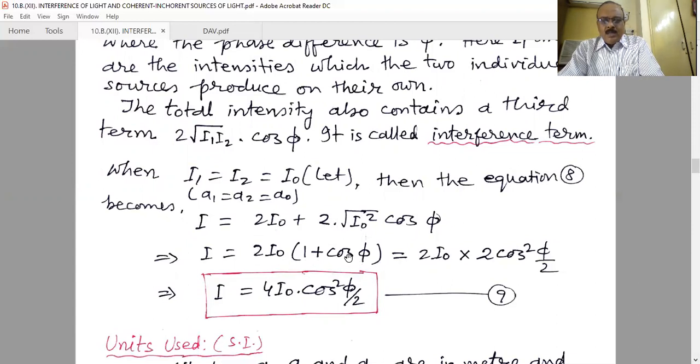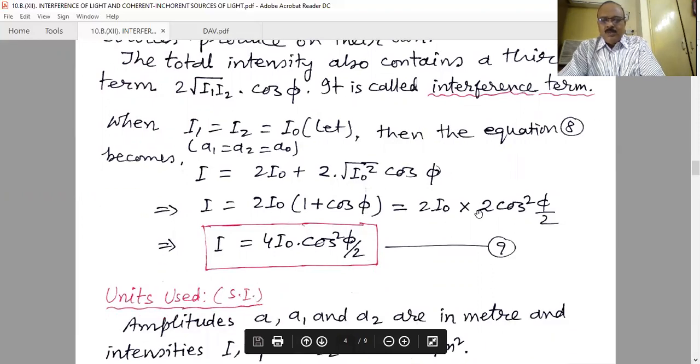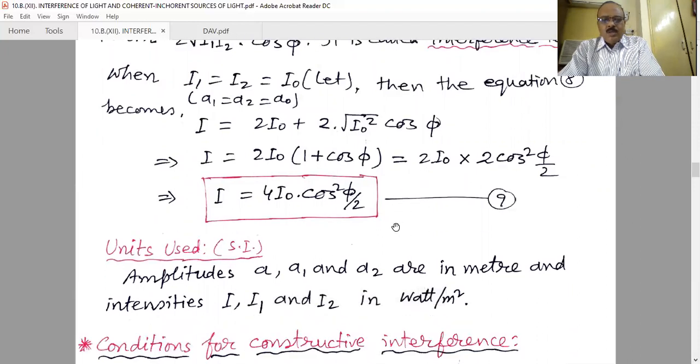And this 1 plus cos of phi can be written as 2 cos squared of phi by 2. That means 1 plus cos of 2 alpha is 2 cos squared alpha, if we consider phi by 2 as alpha. From this we can write 2 I0 into 2 cos squared of phi by 2. That means the resultant intensity in this special case, when the intensities of the two incident waves are the same, will be after the interference 4 I0 cos squared phi by 2.